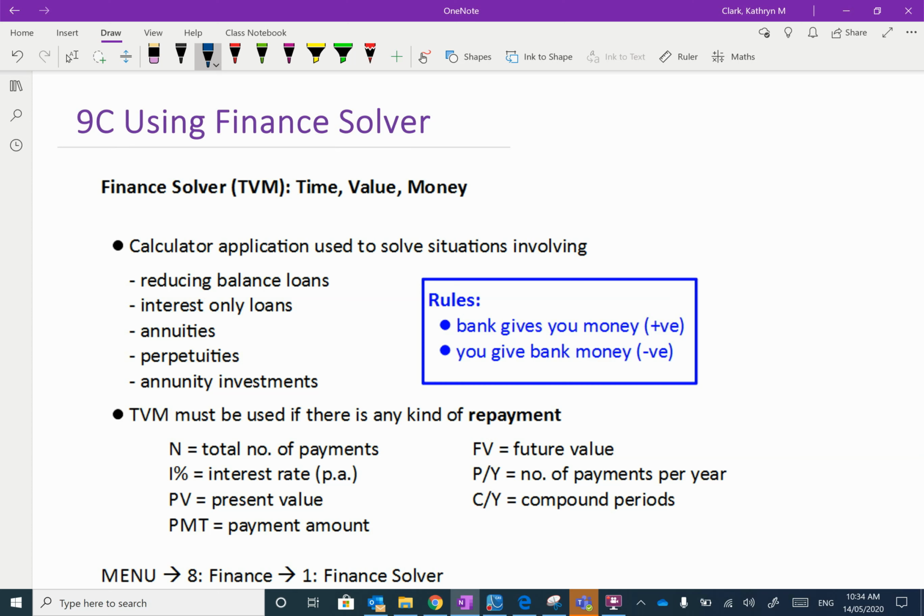Now, anytime you have a regular repayment, you're going to be using your finance solver to solve those questions unless it has asked for a recurrence relation. And there are some particular rules around how to use your finance solver. The main rule is that we need to be aware of the fact that money has direction. Money can either be positive or negative. Money that comes to you makes you happy, so it's going to be positive. Money that you have to give to the bank makes you sad, so it's going to be negative. The positive and the negative tells us the direction that the money is flowing in.